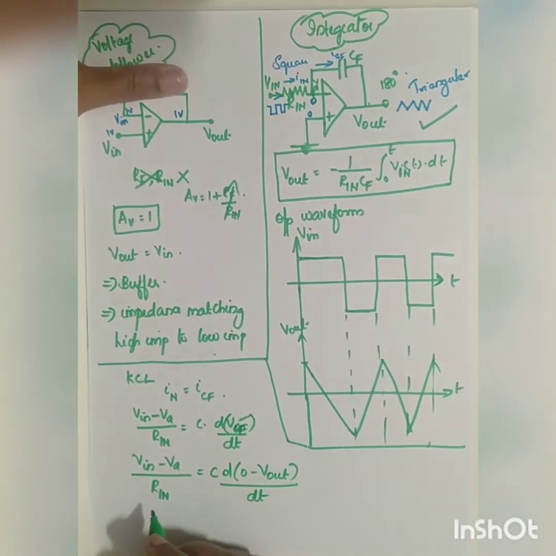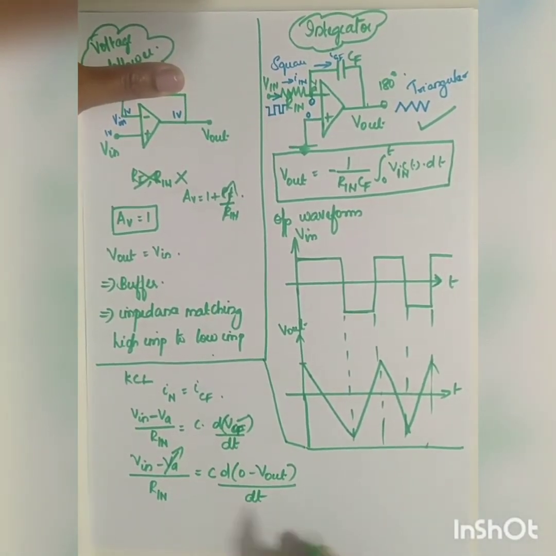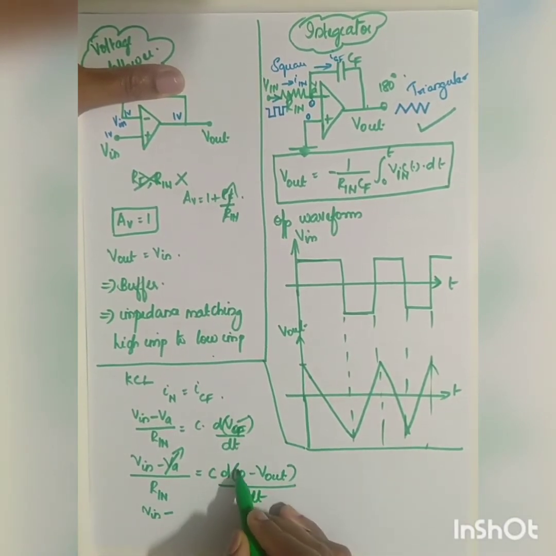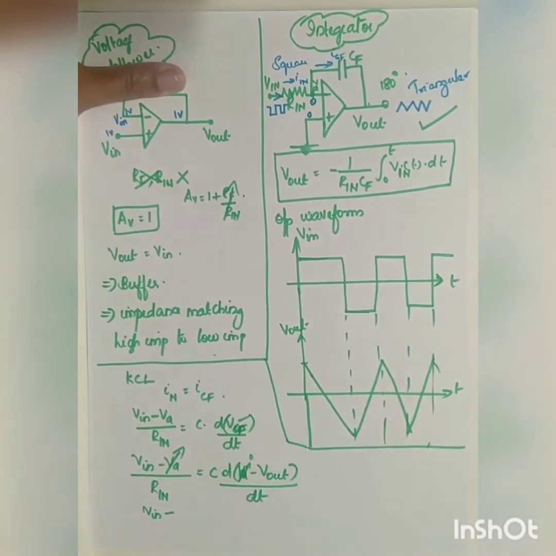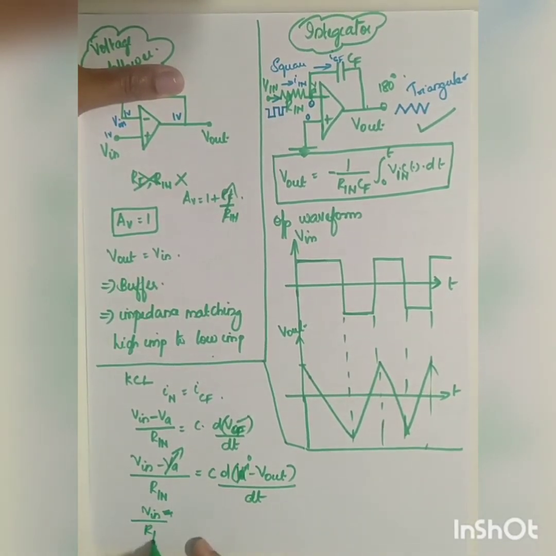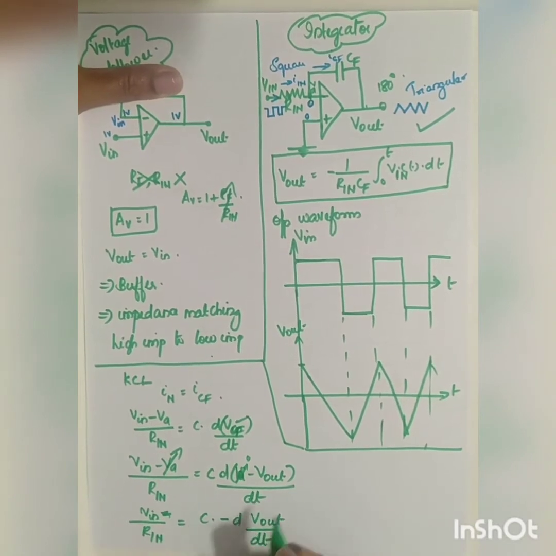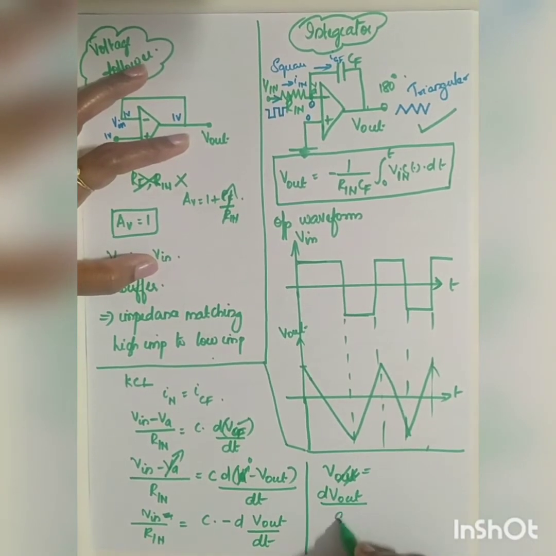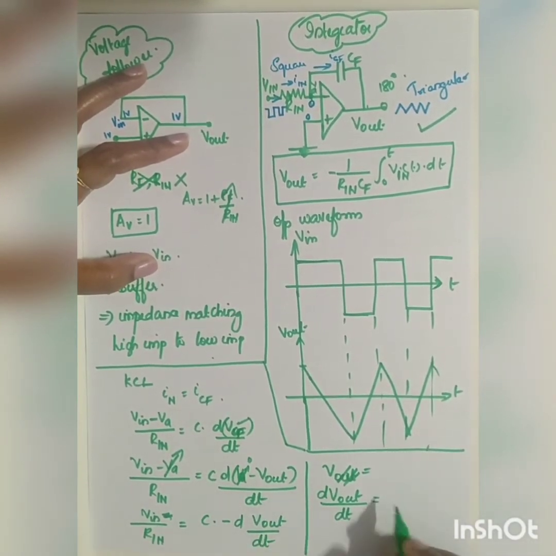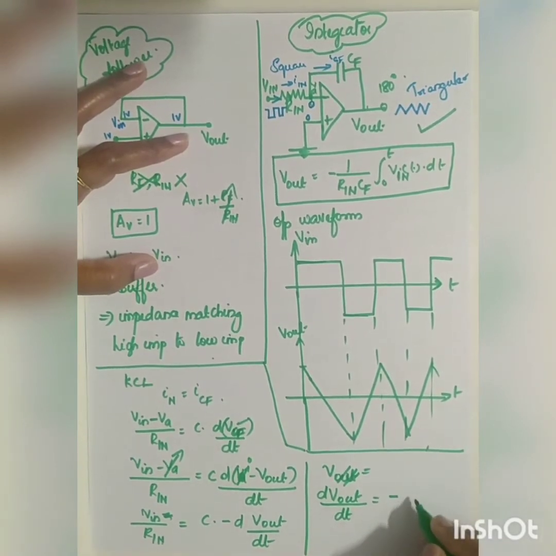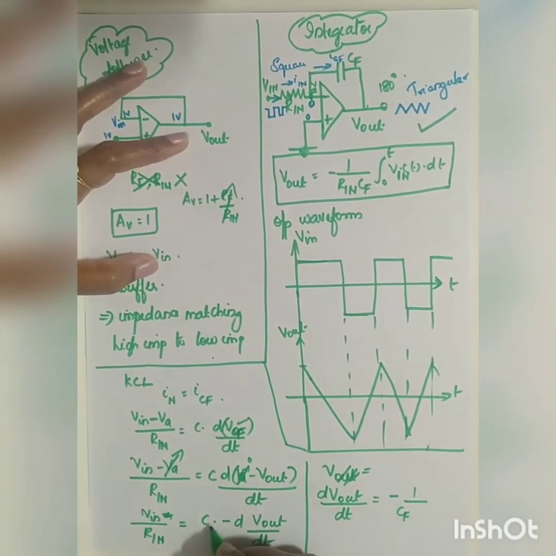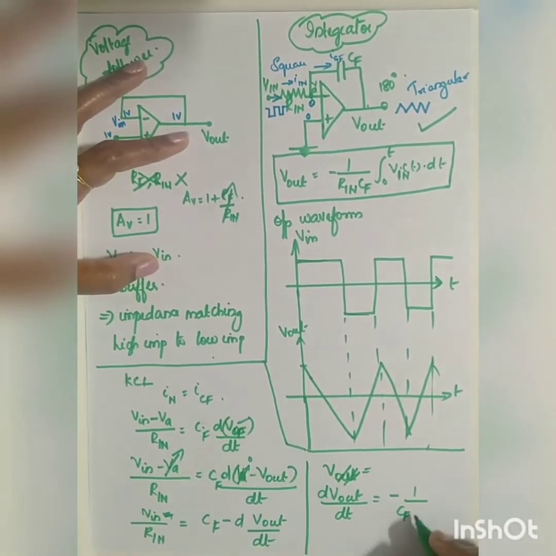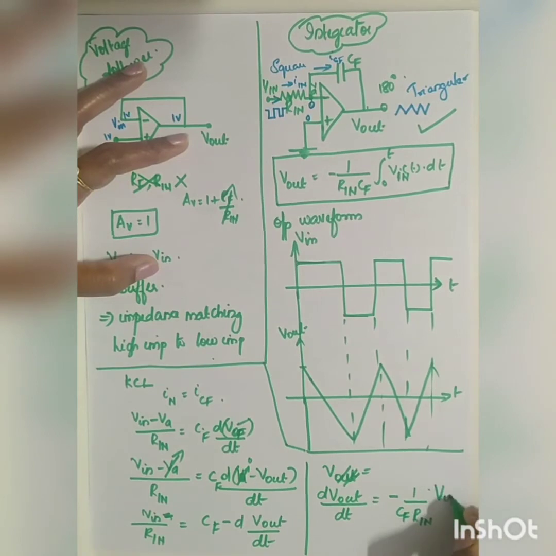Now VA is equal to 0, you know, right? So V in minus VA, where VA is 0. Now V in divided by R in is equal to C into minus dV out divided by dt. Let me reconfigure it. dV out divided by dt is equal to minus 1 by CF R in into V in, taking CF here.